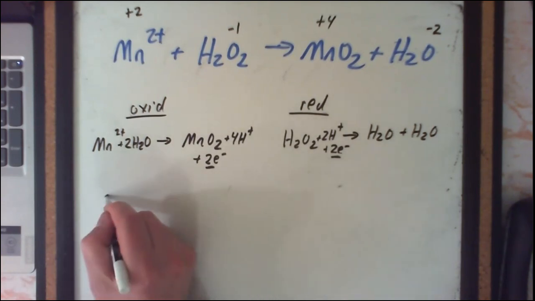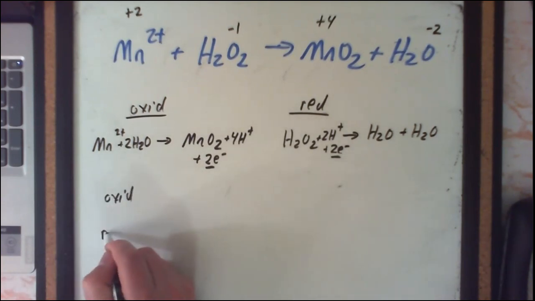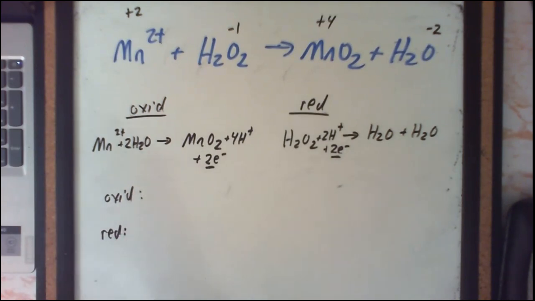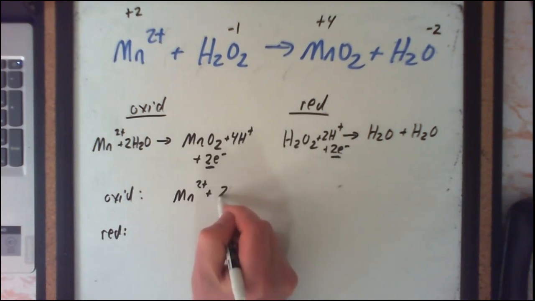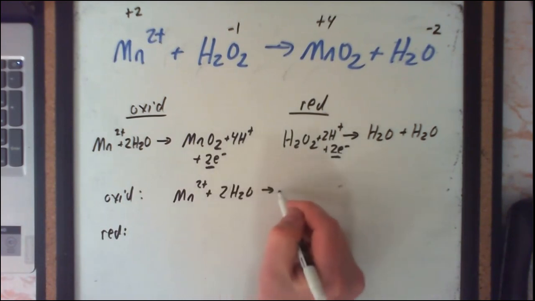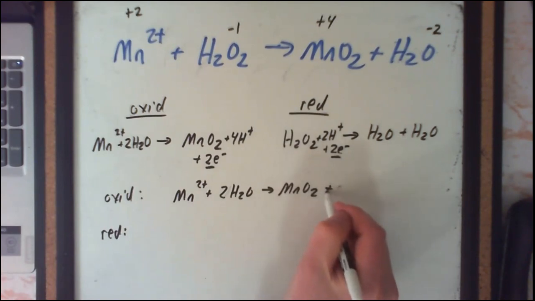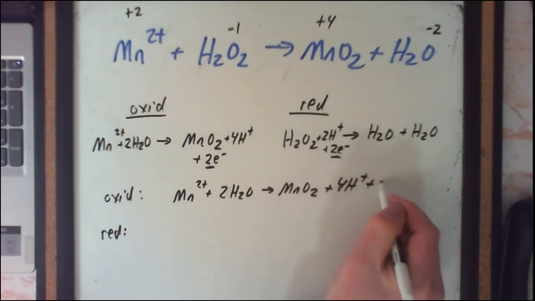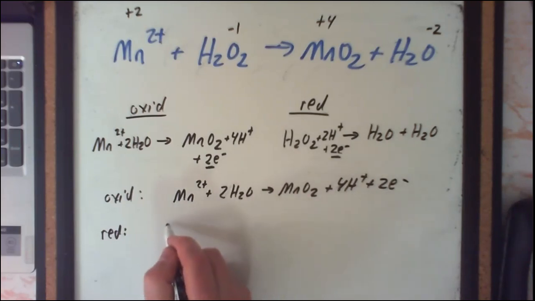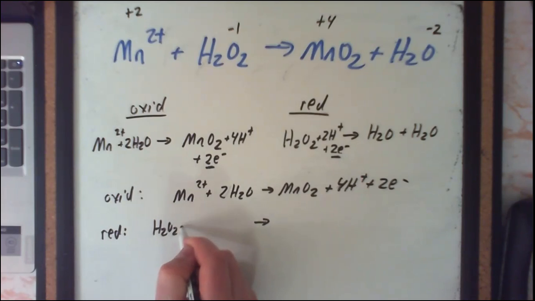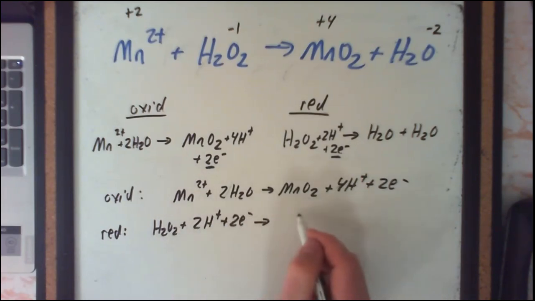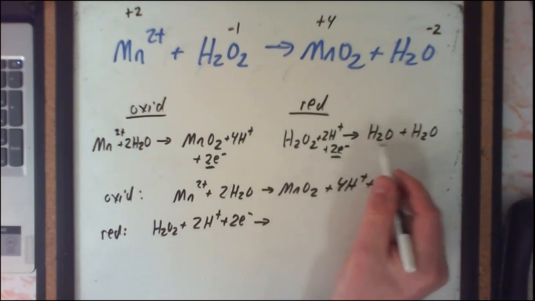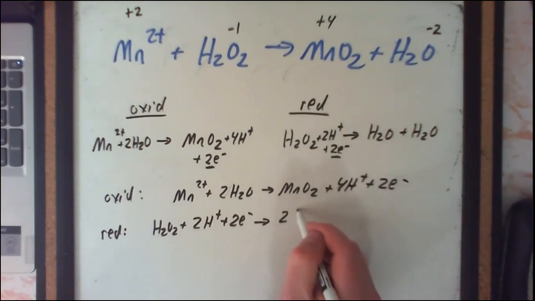So I just rewrite my 2 half reactions, just to make it simpler to see what's going on when we add 2 equations together. Oxidation is Mn2+ plus 2H2O produces MnO2 plus 4 hydrogen ions plus 2 electrons. Reduction is going to be 1 hydrogen peroxide plus 2 hydrogen ions plus 2 electrons gives me H2O plus H2O, which is 2 H2O.